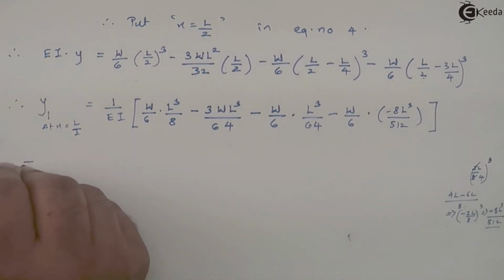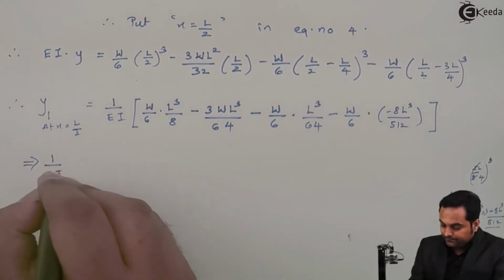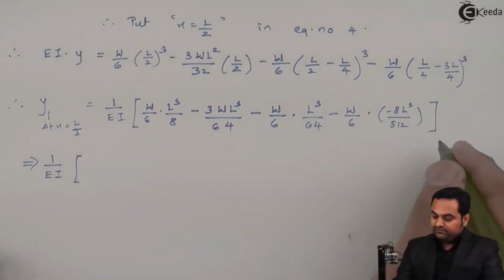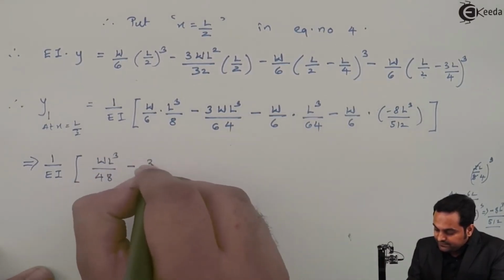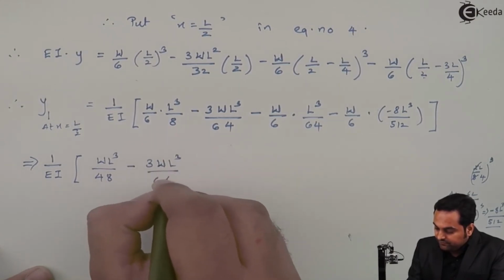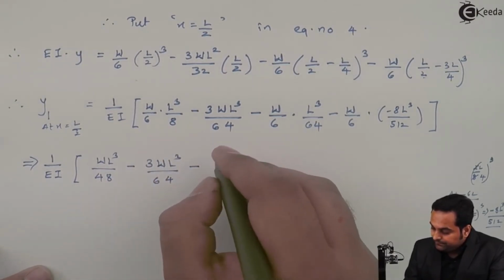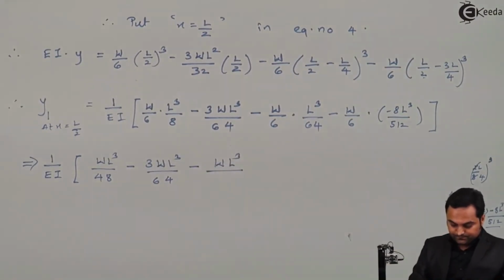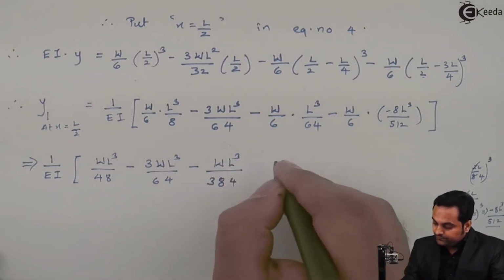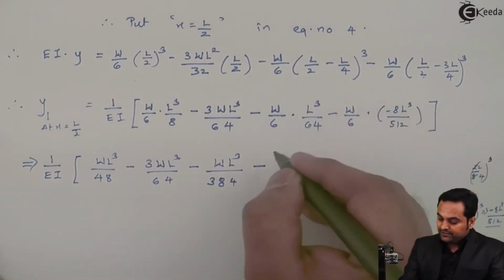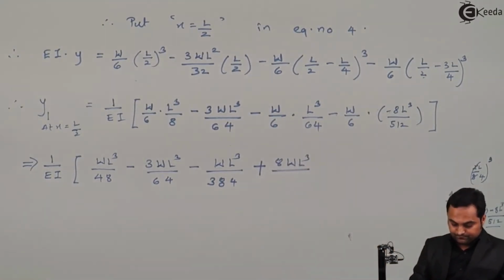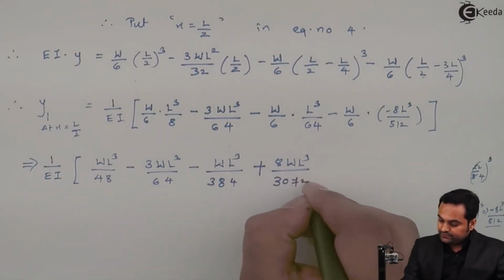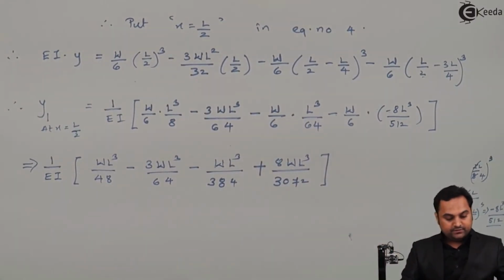So therefore 1 upon EI. Now if I go on simplifying this, here we will be having WL cube by 48 minus 3WL cube by 64 minus WL cube upon 384 minus, this will be minus into minus, that will be plus 8WL cube upon 512 into 6, that is 3072.